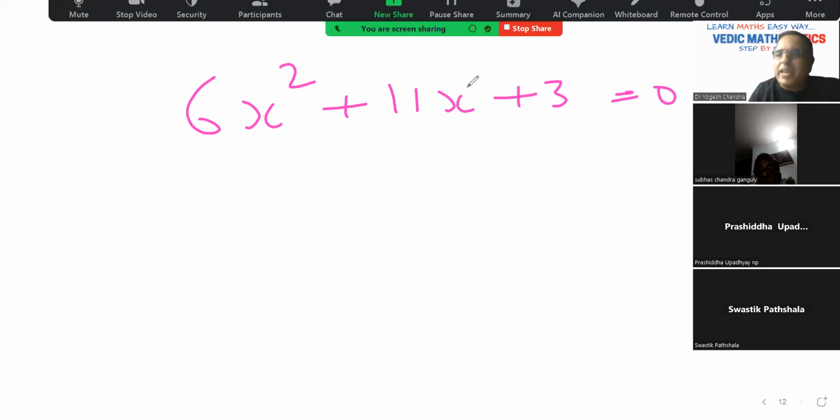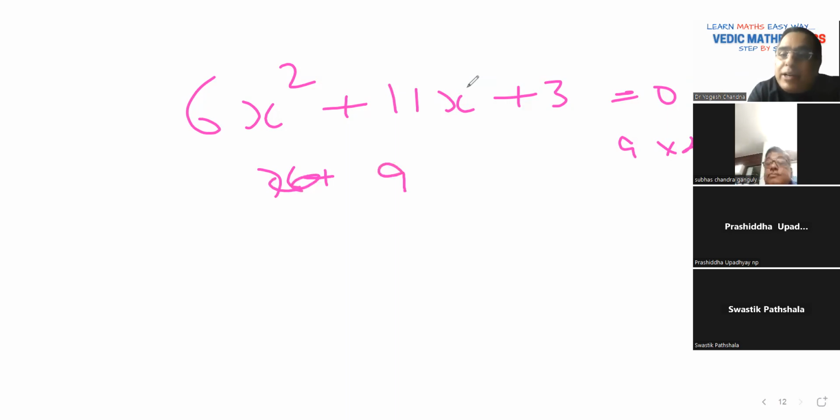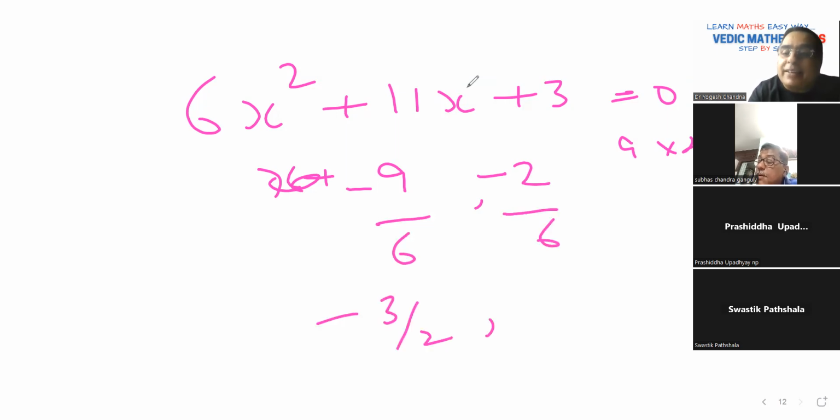Yes. Very easy. We want 18. So 18 is 9 and 2. So that means x plus... no, it's not x plus 9, because here also there is 6. So first you need to write 9 by 9 and 2, reverse the sign, and then divide by this. So this is -3 by 2 are the factors, and -1 by 3. Clear?